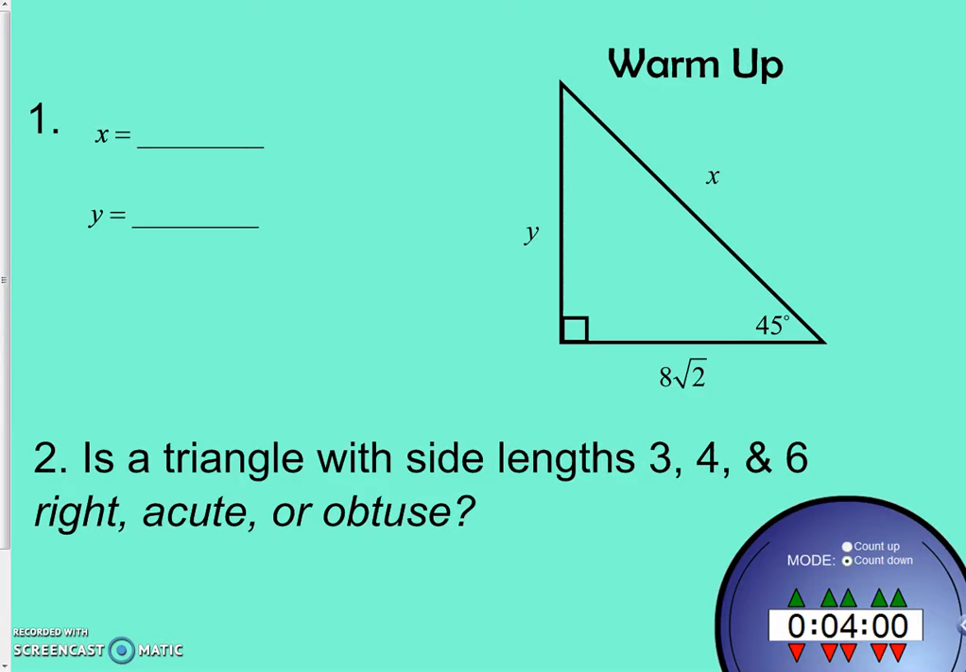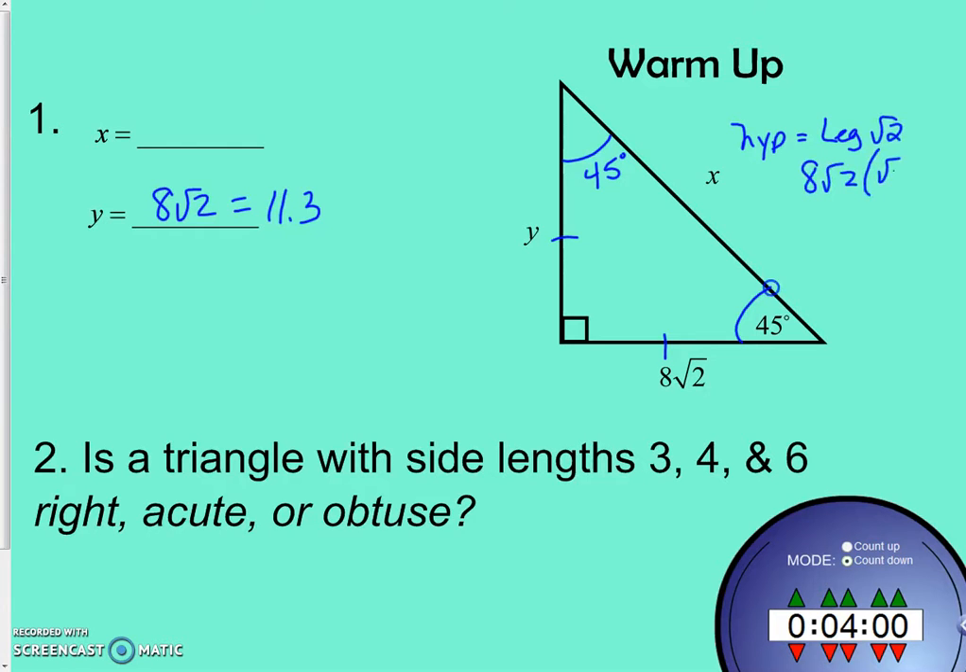So, 45 degrees, that means this angle is also 45 degrees. My two legs are equal. So that means that side y will be 8 radical 2, which is approximately 11.3. In order to find x, because it's my hypotenuse, the hypotenuse is equal to the leg multiplied by radical 2. So it's 8 radical 2 multiplied by radical 2, or 8 times 2, which is 16.